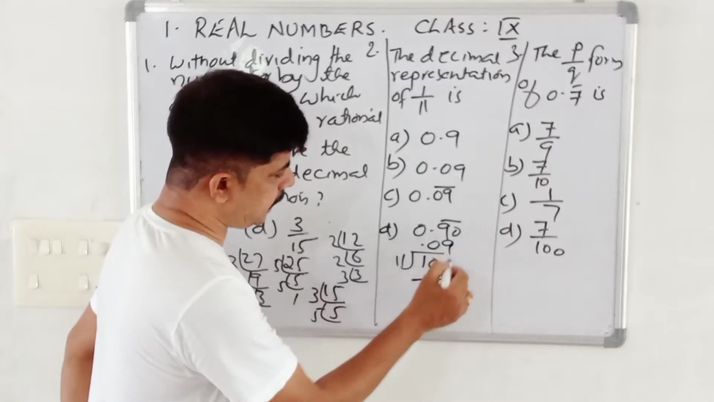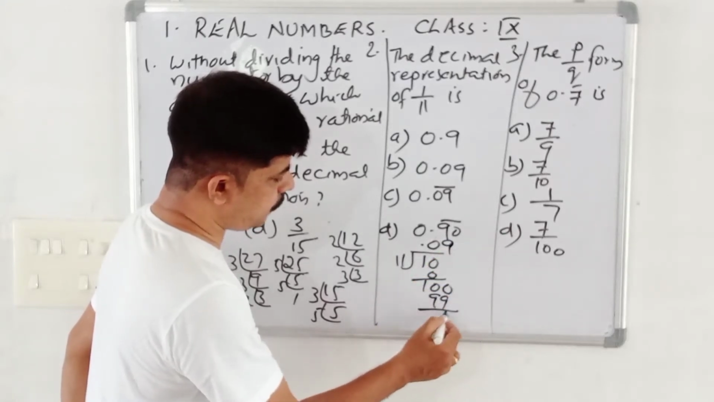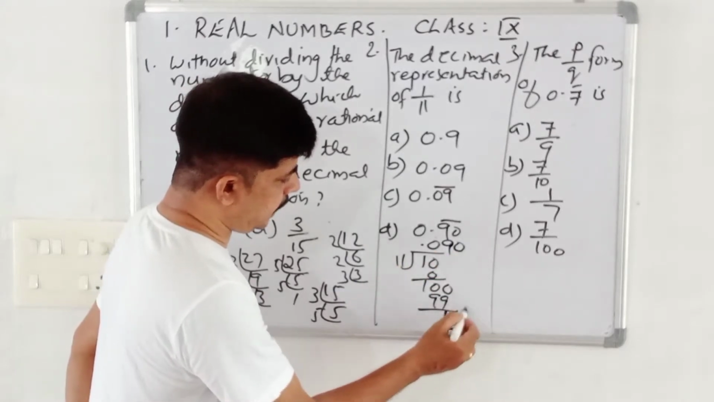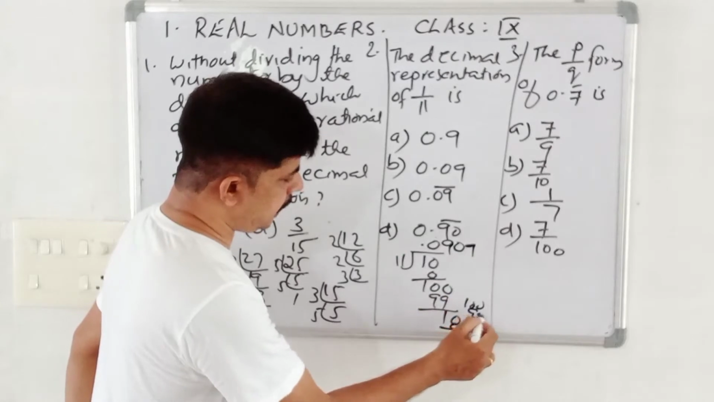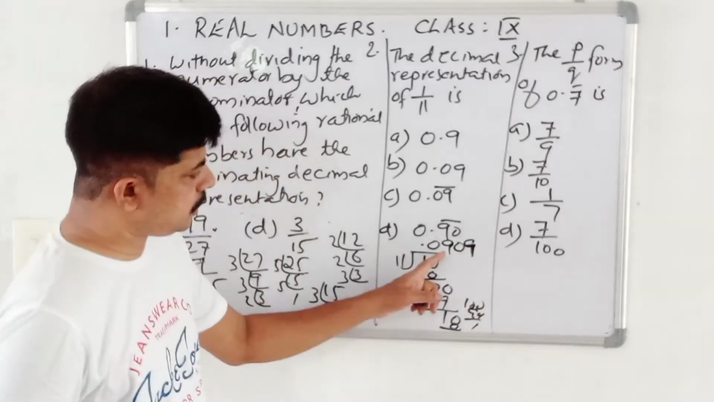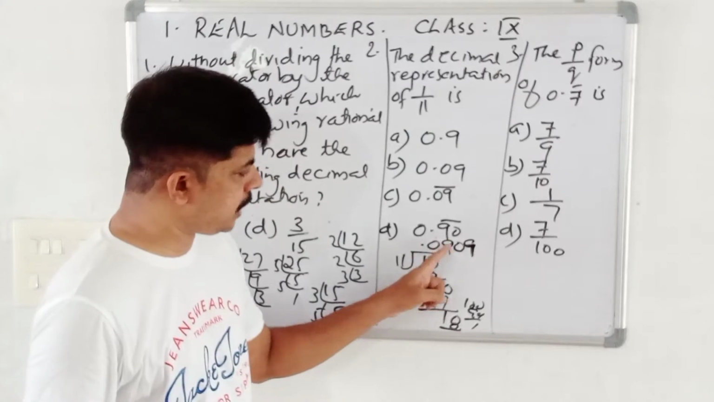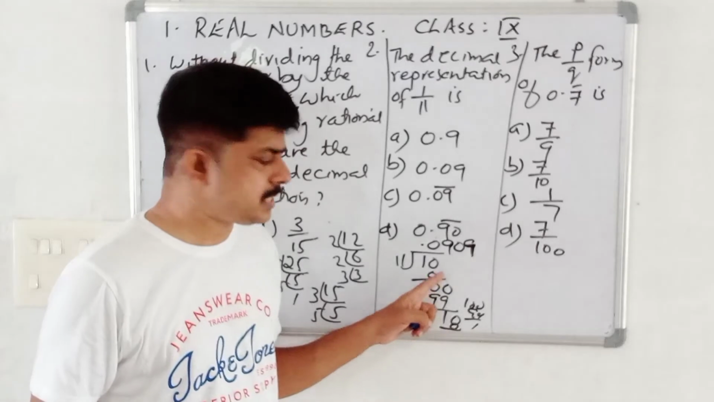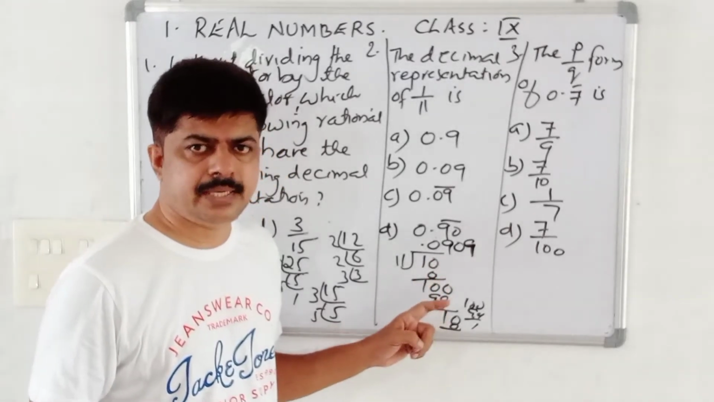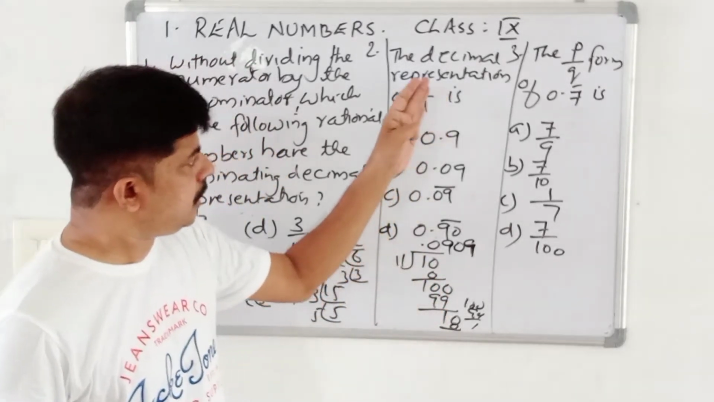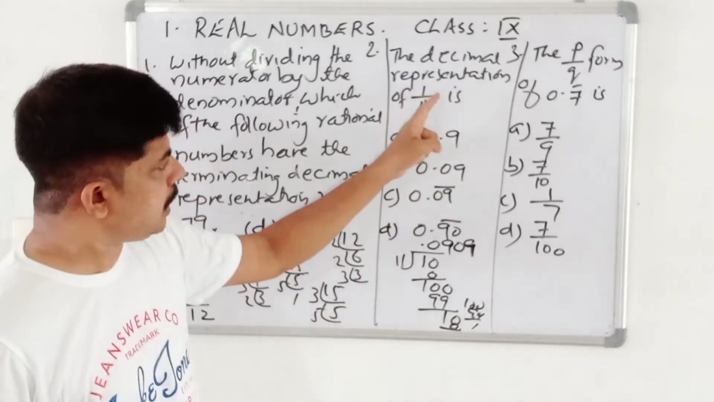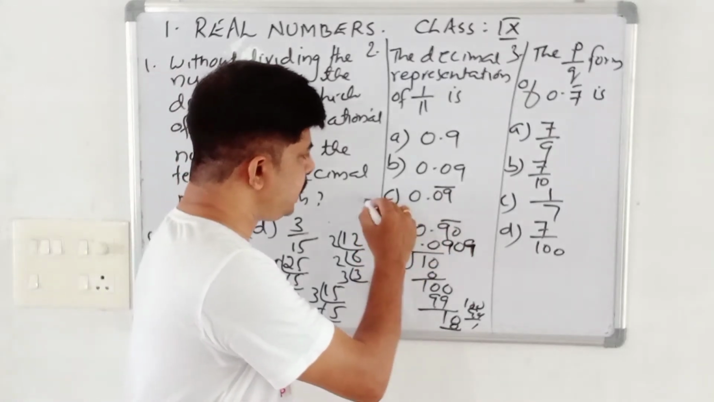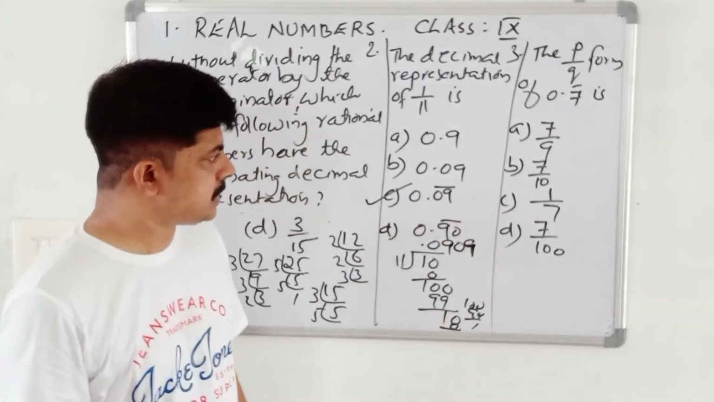How many 11s in 100? 9. 9 elevens are 99. Remainder 1, add 0. Again 10 is less than 11, so 0. Okay, 100, 9, 99. Now you can see that two numbers are repeating here. 0.090909. Therefore, this is not terminating, this is a recurring decimal, or we can say non-terminating decimal. Therefore, according to the question, which one is the decimal representation of 1 by 11? The right answer is 0.09 recurring. That is the correct answer, option C.